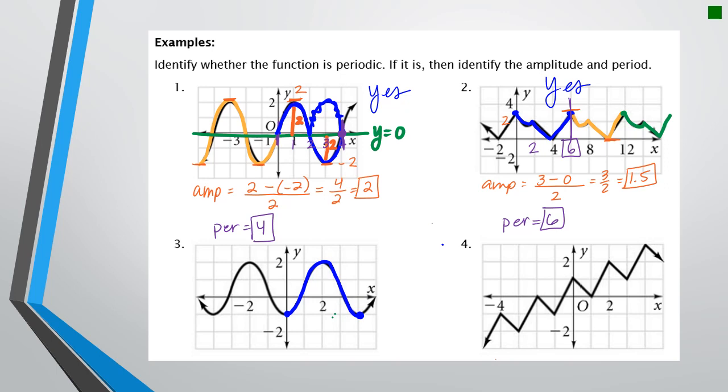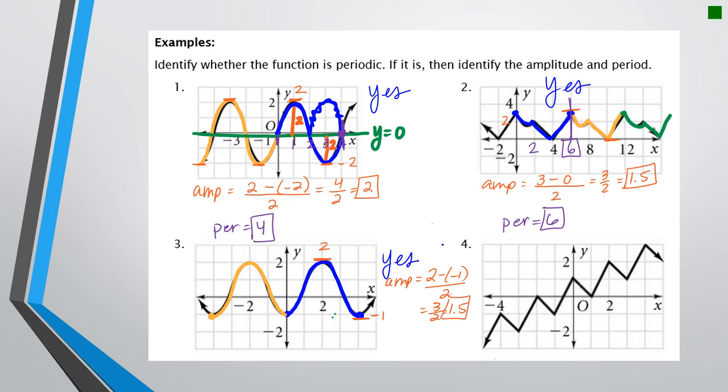All right, so this is periodic, and you can see it in a couple different ways. Here's another cycle of the graph. So you can see that pattern is repeated over and over again. So I'm going to say yes, that this is periodic. For the amplitude, my highest y value is 2 and my lowest y value is -1. So for amplitude, I would have 2 minus -1 over 2, which is 3 over 2 or 1.5.